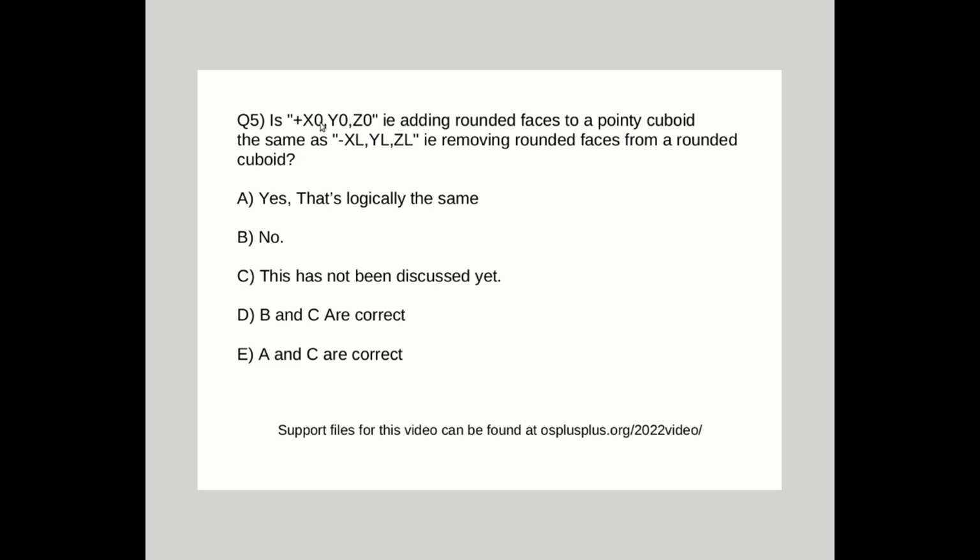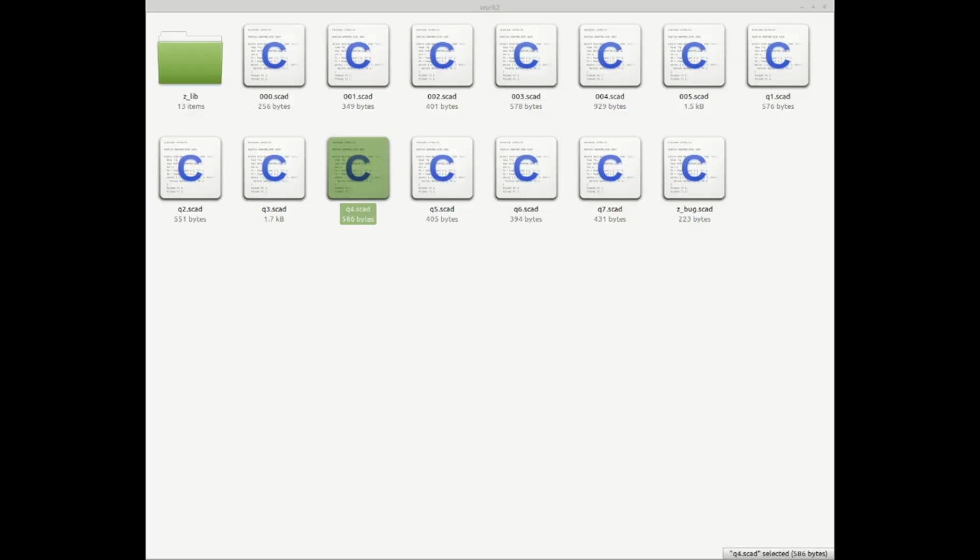So what I'm trying to say here is: is it logically the same to add roundness to a pointy cube as it is to remove the opposite faces from a rounded face? That is the question. Option A, yes, that's logically the same. Now, if you said that, I'm all with you. I actually wrote the code, and I was halfway through writing it when I suddenly realized that that is not the case. It took me quite a long time to work it out. So, no, they're not the same, and I will show you why.